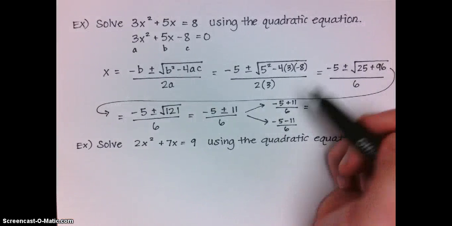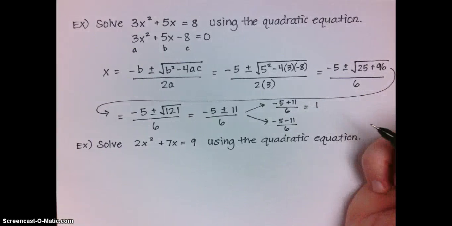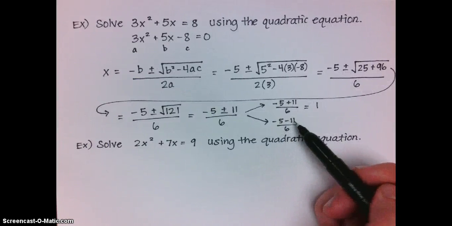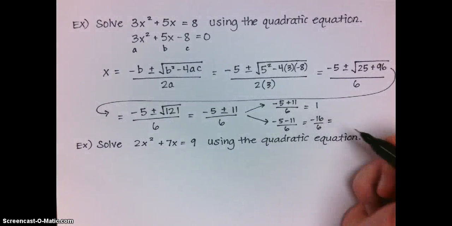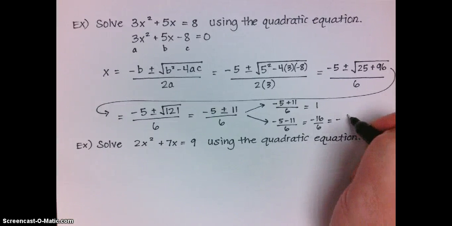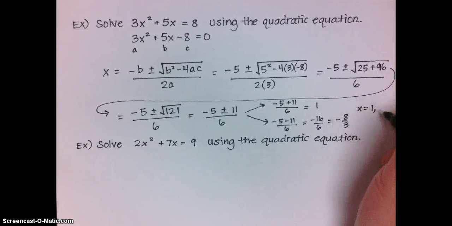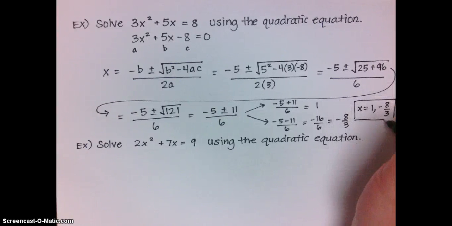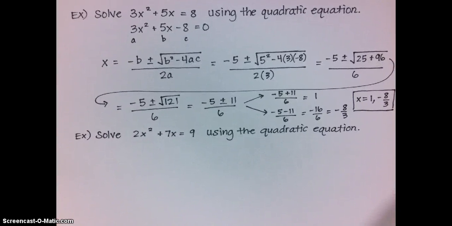Okay, my first one, negative 5 plus 11 is 6, and 6 divided by 6 is 1. So one of my solutions is 1. The other one is negative 5 minus 11 is negative 16 divided by 6. That does not divide evenly, but I can simplify it to negative 8/3. So my two solutions are 1 and negative 8/3. So if you're really good at algebra and you like just plugging numbers into a formula, this might be the route for you. Let's go ahead and do another one.